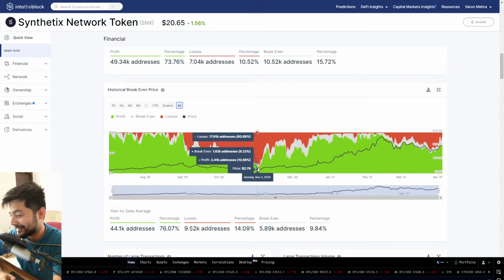Now check this one out. Total addresses in losses were 80% of the hodlers. This was the max pain point for Synthetix Network Token holders. 80% of people purchasing Synthetix over this time frame, basically a year's worth, were in losses. This is where most of the capitulation happened, and this is where most of the smart money picked up, because they had the data in front of them. If you understand the psychological aspects of greed and fear, you will make a huge chunk of money in this market.